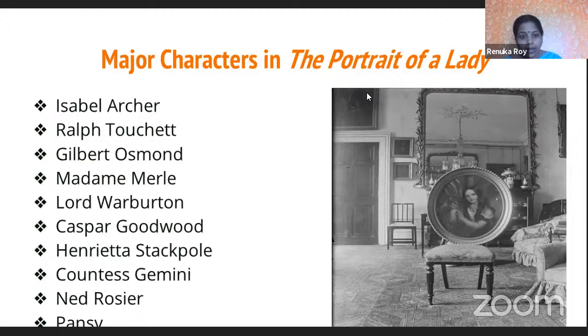Gilbert Osmond is Isabel's husband. He is a reclusive aesthete, a sterile dilettante. This is how he has been described, and we will see that in the presentation. We will get deep into it. Madame Merle is instrumental in getting Isabel close to Gilbert Osmond. And actually, we come to know that Madame Merle had a relationship with Gilbert Osmond.